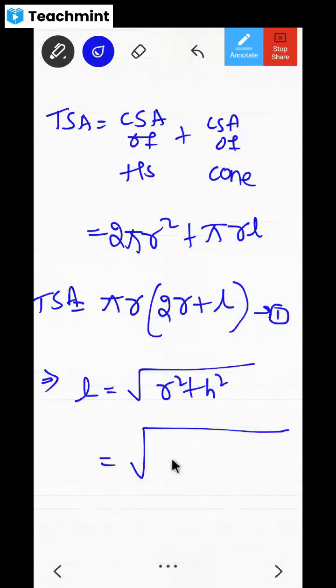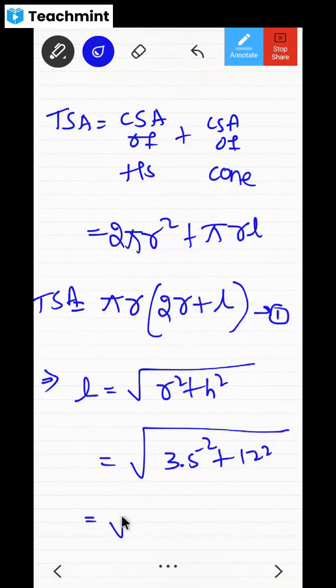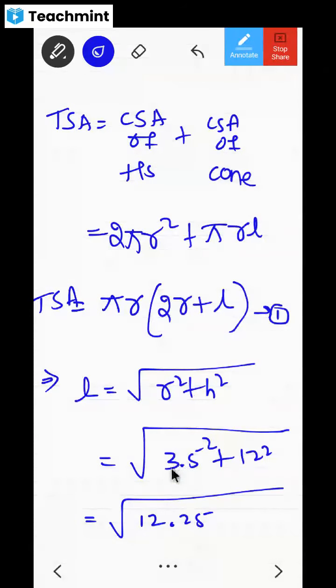Under root r square means 3.5 whole square, plus h square means 12 square. Now you know 3.5 whole square, can I write it directly as 12.25? You know the trick, right? Whenever a number is ending with 5, how to square it? You write 5 squared as 25, and for 3, you multiply 3 into 4, which is 12. Did I tell this trick or not?